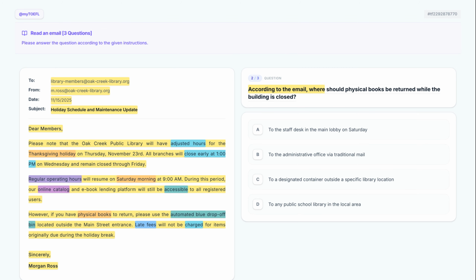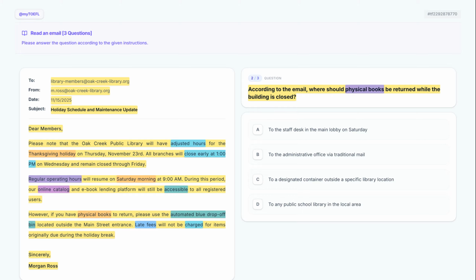According to the email, where should physical books be returned while the building is closed? This is a detail question asking where to leave physical books. You need to find the specific clue in the text that describes the return process. Now, keeping this in mind, let's look at our options.